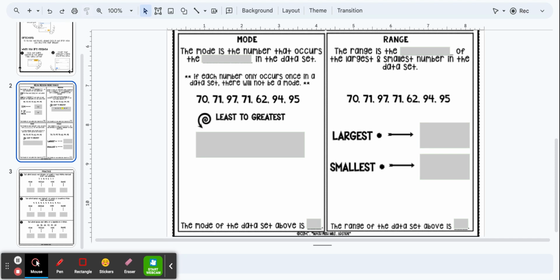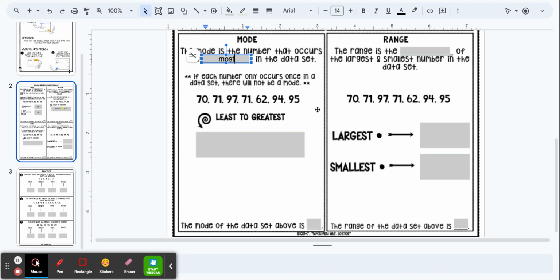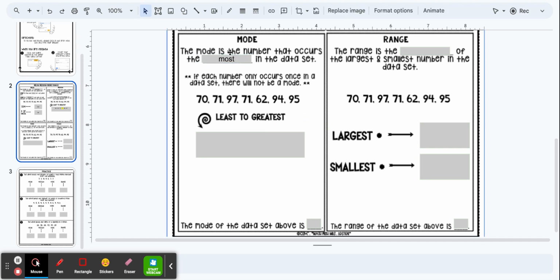And mode for me is probably one of the easiest to remember, because mode is the number that occurs the most. It's easy because mode and most sound alike to me. MO at the beginning and MO at the beginning. So mode is the most. If you have a set of numbers and there is a number that appears more times than any of the other numbers, then that is the mode.